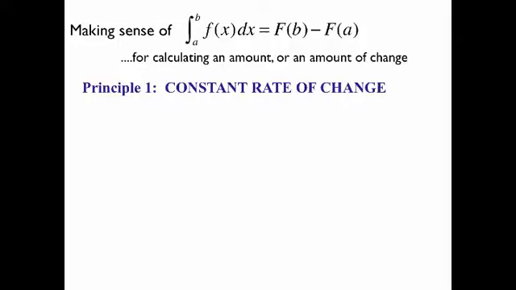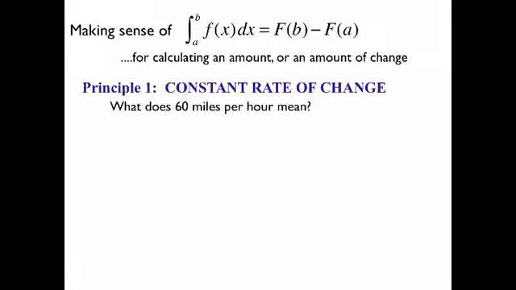Principle 1 was our constant rate of change. So let's review that. What does 60 miles per hour mean? What does 60 miles per hour mean? That value of that quantity, 60 miles per hour. What does it mean? Get a partner and take a minute and just tell each other what you think 60 miles per hour means. Go.